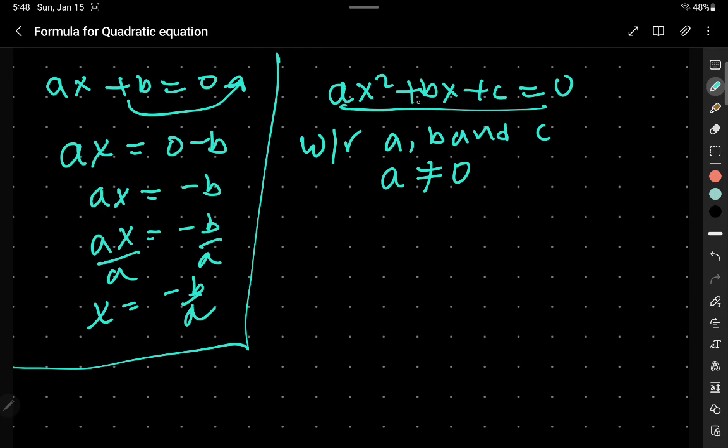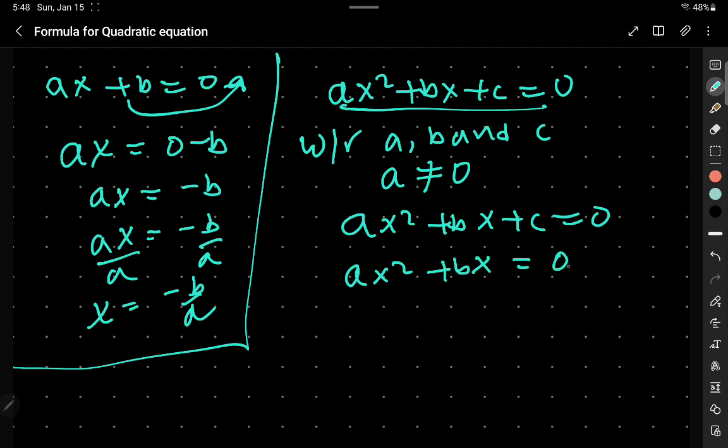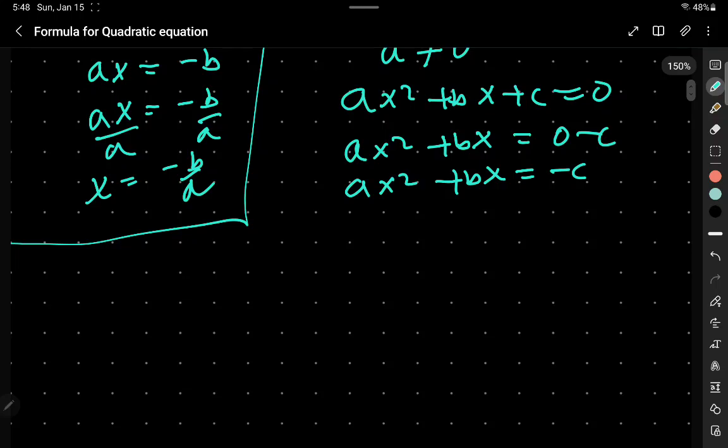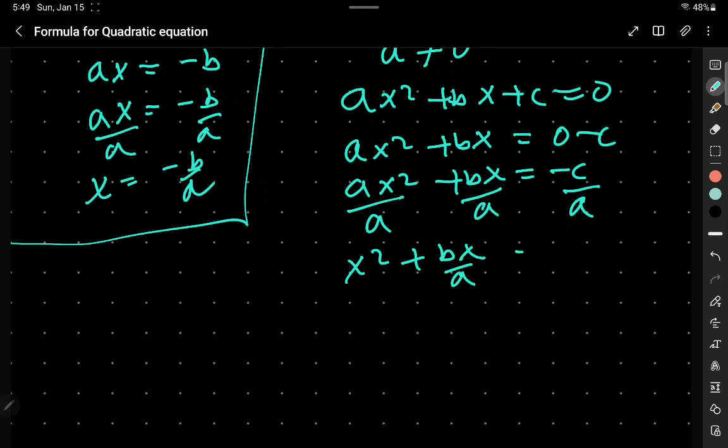In order to get an expression for x, or to write x as the subject, you first rewrite ax squared plus bx plus c is equal to 0. Take the c to the other side: ax squared plus bx is equal to 0 minus c, which is minus c. Now the second step is to divide everything by the coefficient of x squared, which is a.